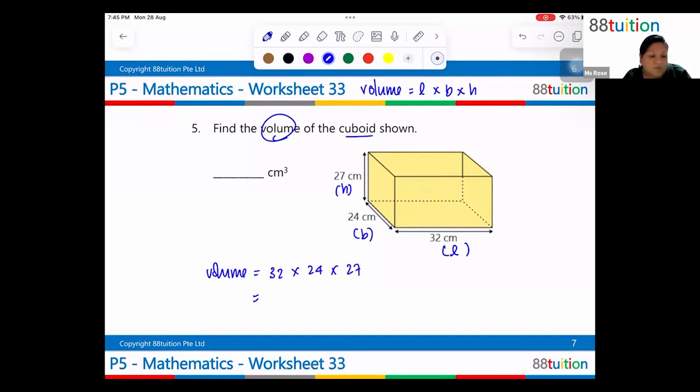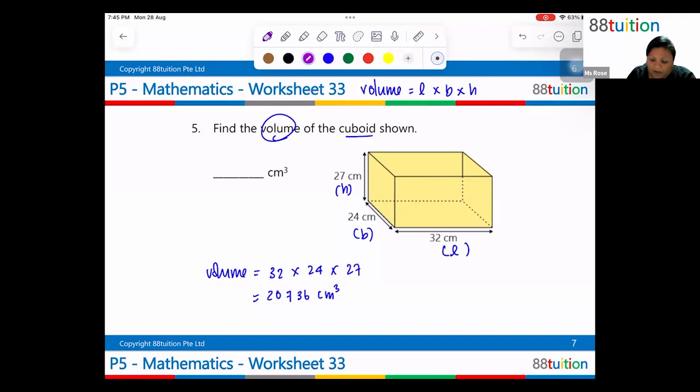Now, what will this give me? Anyone? You can type your answer. What do we have? Answers? Thank you, Gordon. So that's 20,736 cm cubed.